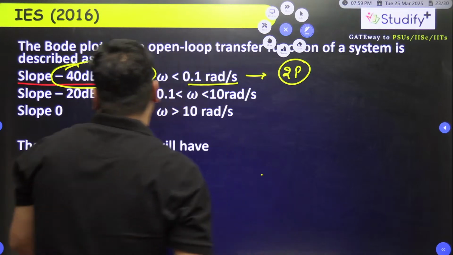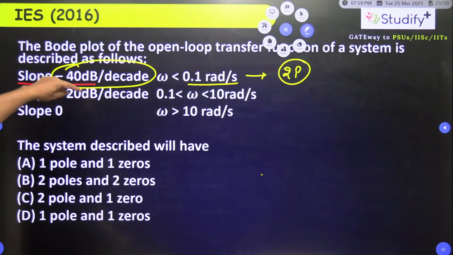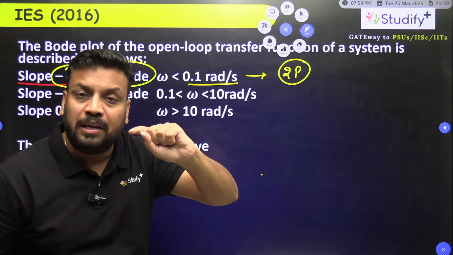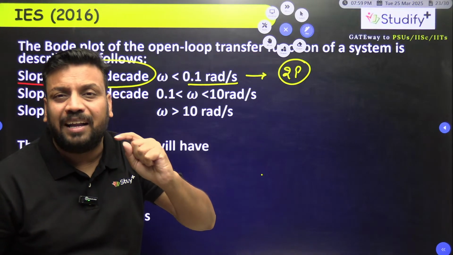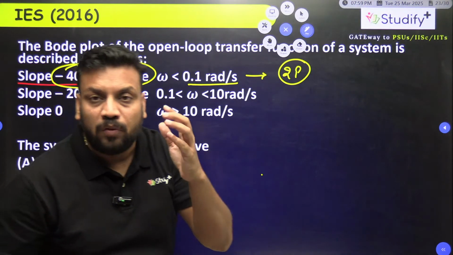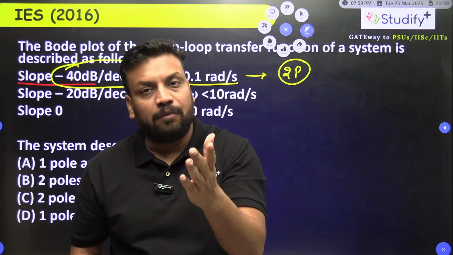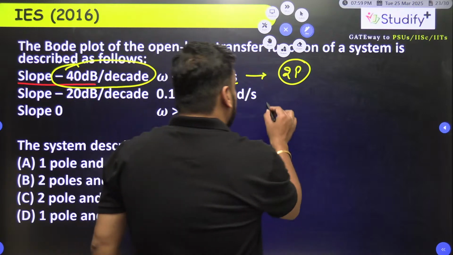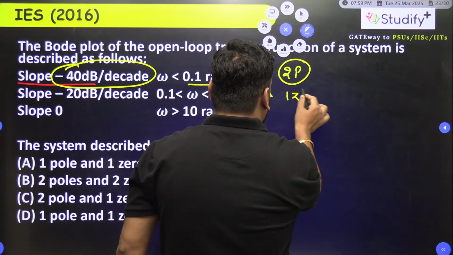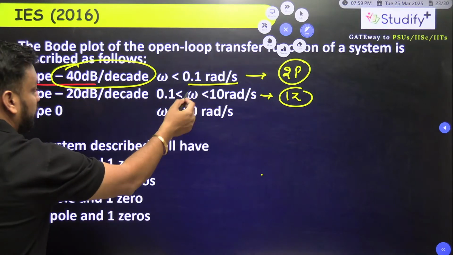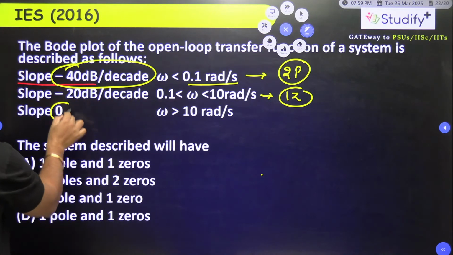Okay, now next, what is happening? After that, minus 40 will become minus 20. What should I add to minus 40 so that it becomes minus 20? Of course, we have to add plus 20. Plus 20 means one zero. It means one zero contributed here. Now, as soon as it goes from 0.1 to 10, after 10 the slope will be 0.